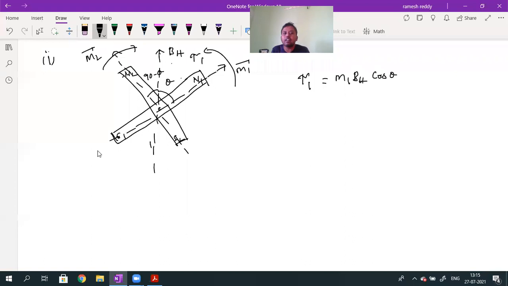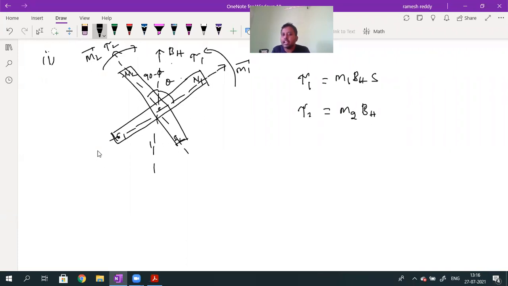What is the torque acting on the second bar magnet? Call it tau 2. Tau 2 is given by, since the second bar magnet is making an angle, magnetic moment m2 into BH into cos of 90 minus theta. Sorry, I wrote the torque formula wrong. One value is given by MB cos theta, another by MB sin theta. The torque formula has sin theta; the potential formula has cos theta.